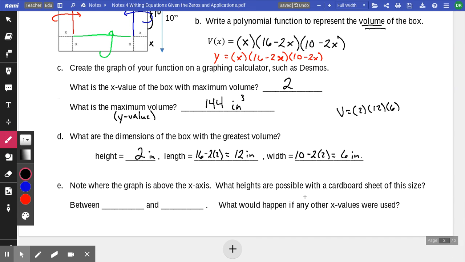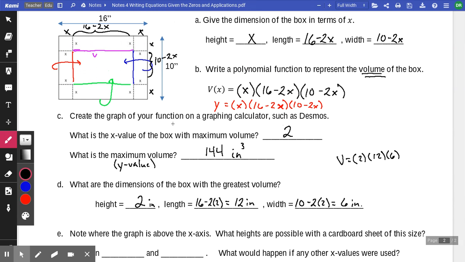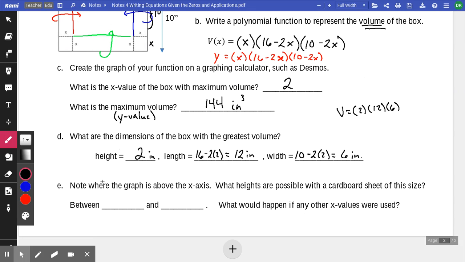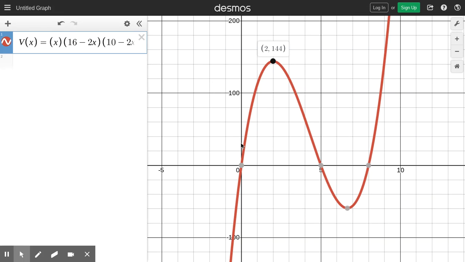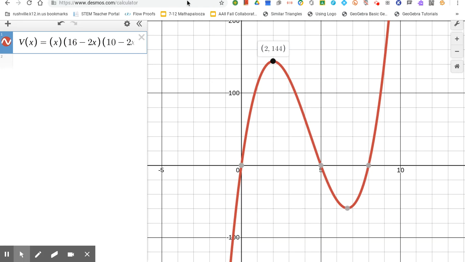Okay, so are there any limitations? Can we pick any x value ever? Well, no. Remember, this box is only 16 inches by 10 inches, so you can't cut out more of the box than you have. So there has to be a limit to how big of a corner we can cut out before we cut out too much. And so that's the last thing we're going to look at here. If we go back to our graph and we look at where the graph is above the x-axis, well, because our graph is representing our volume, anywhere we're above the x-axis, that's where our volume is positive, which makes sense. Those are numbers that make sense, having positive volumes.